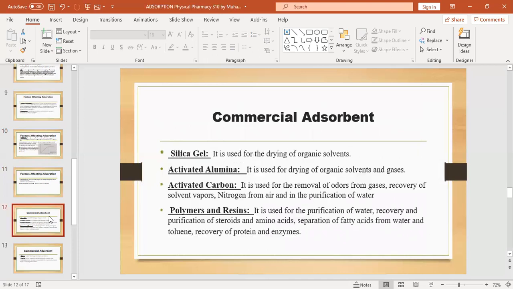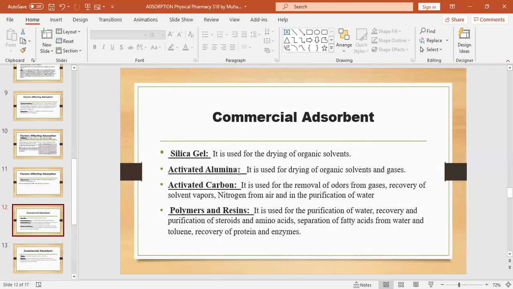Now, students, let's start with the examples. Commercial adsorbents that are available in markets, I have noted a few of them. The first one is silica gel. It is used for the drying of organic solvents, and you can also use it in different types of medical packages. Like we use it in small bags in medicine packs, for those drugs which are hygroscopic in nature, that absorb moisture from the surface. So we put a silica gel bag to protect it from the effect of moisture.